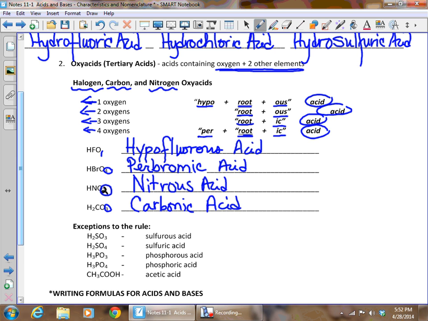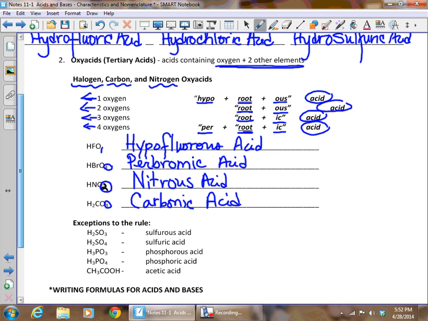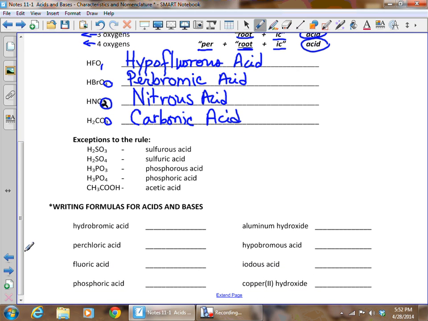So that's naming the ones that are named according to the rules. The sulfur and phosphorus acids do not follow the rules. So if you see a sulfur or a phosphorus acid, you'll need to come back to this set of notes and look to see that it's actually like 1 oxygen off. H2SO3 is sulfurous acid. H2SO4 is sulfuric acid. Same thing with H3PO3, phosphorus acid, and H3PO4, phosphoric acid.